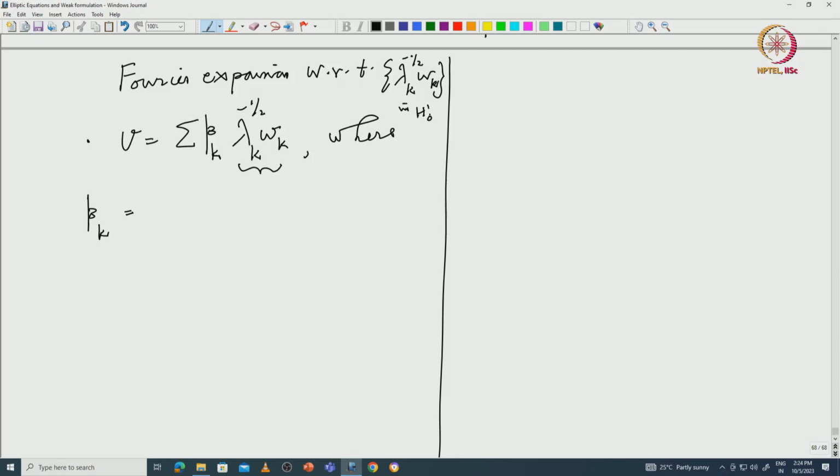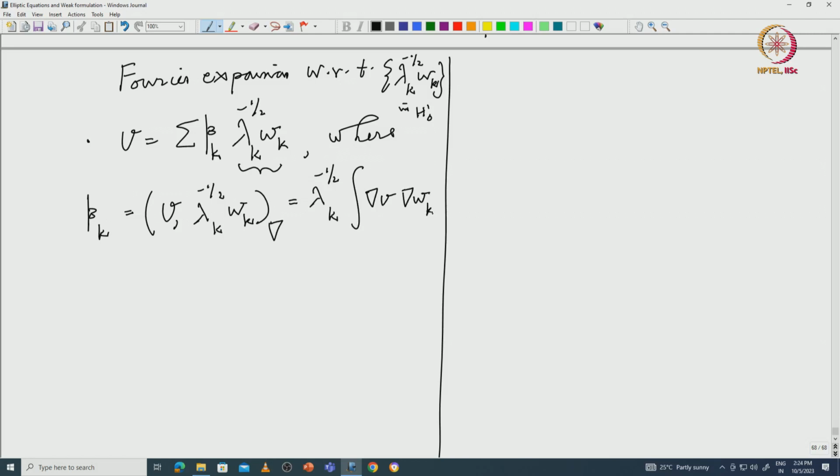Okay. So you will be looking at your beta k is equal to the inner product of V with respect to lambda k power minus half Wk with respect to the gradient. So that's the same as lambda k power minus half integral of grad V grad Wk.